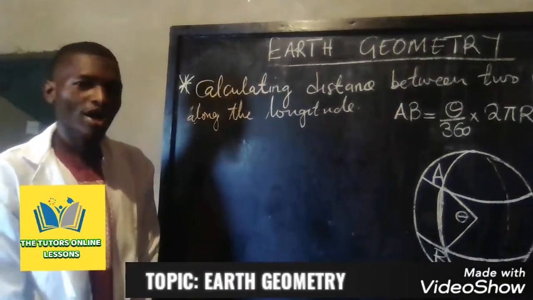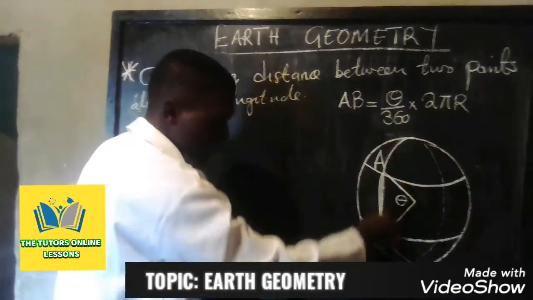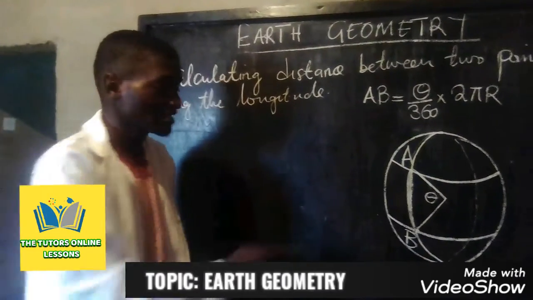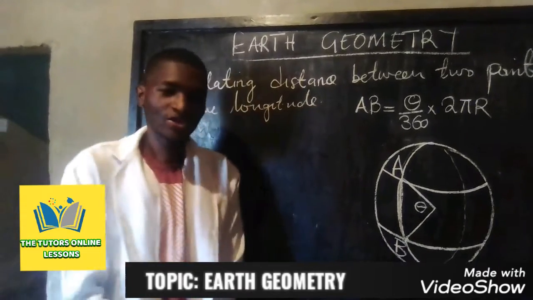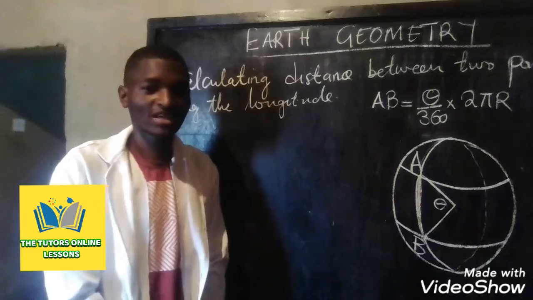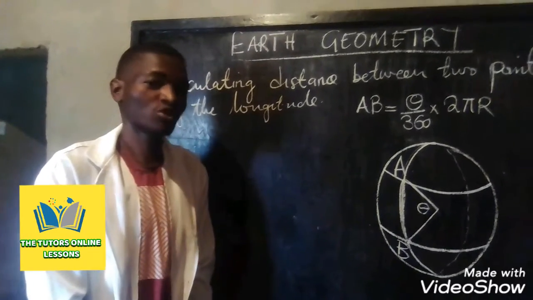Now we are calculating the distance between 2 points along the longitude. So we need to say this is the longitude that we have. Now we want to calculate the distance between 2 points, that is point A and B. So how does this formula come about? That is the question that we are going to answer in this tutorial. Feel free to join me.